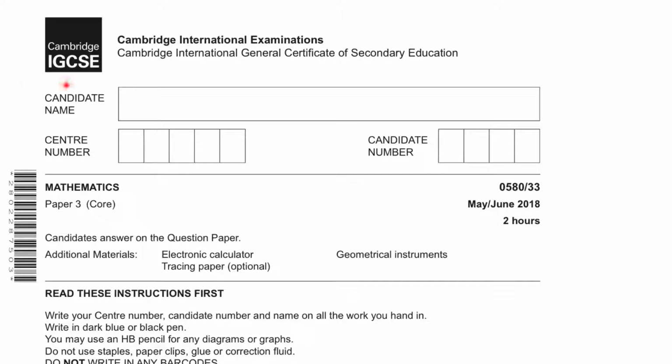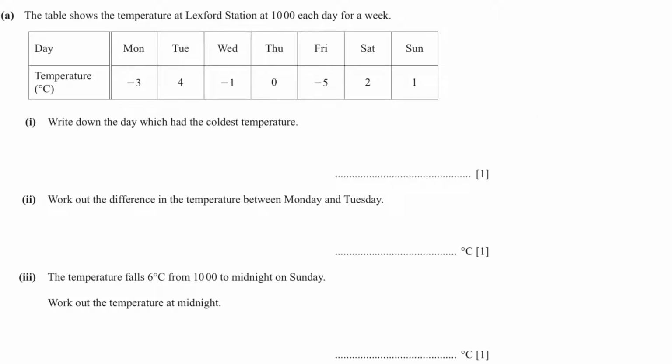Today we are going to solve Cambridge IGCSE Mathematics Paper 3 Core, Variant 3-3, June 2018. The first question: the table shows the temperature at Lexford Station at 10 each day for a week. Write down the day which had the coldest temperature. Coldest temperature means the lowest temperature. In this table, you can see that -5 is the smallest number. Therefore, the coldest temperature was on Friday.